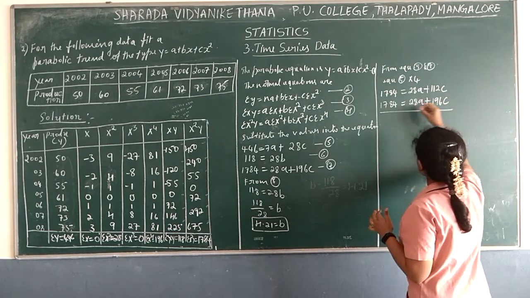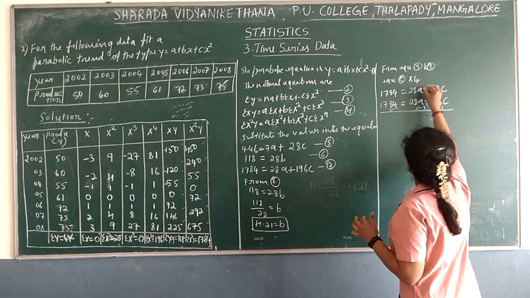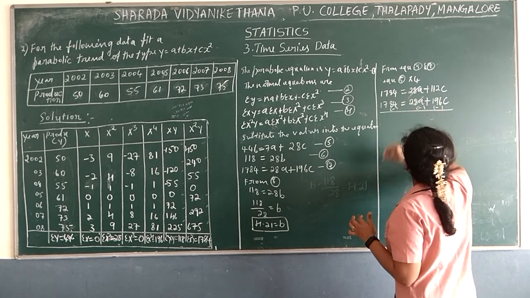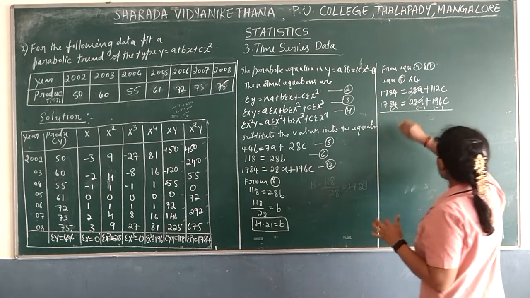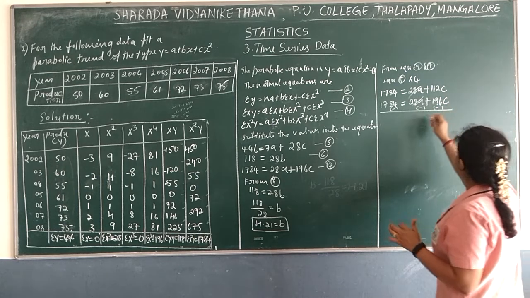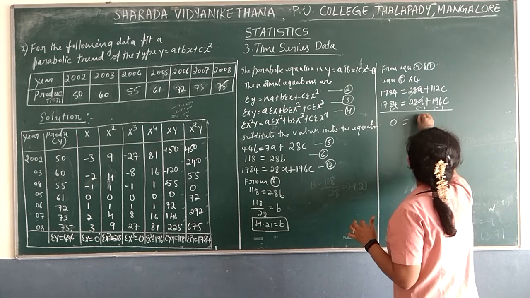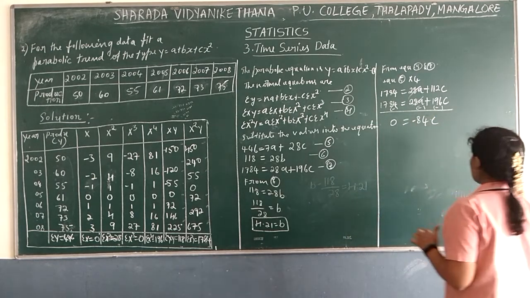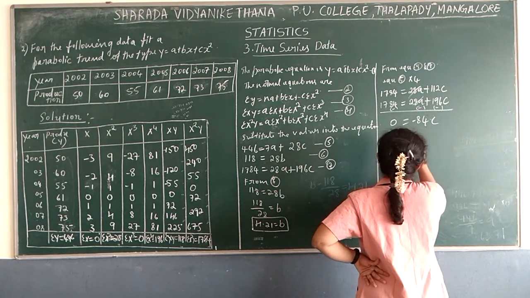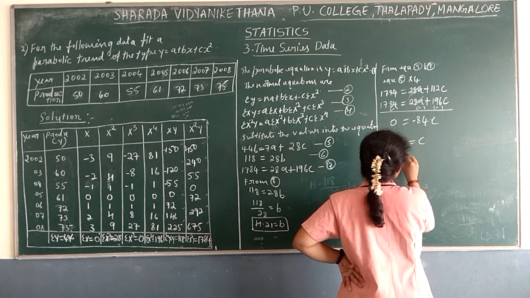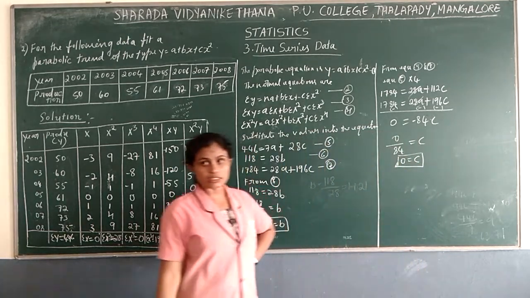So now we use the method of cancellation. Change the sign. See here, it gets cancelled. Once again, these values also get cancelled. So here we get 0, and here we get minus 84c. So when we divide 0 by 84, it remains as 0. So the value of c in this particular problem is 0.